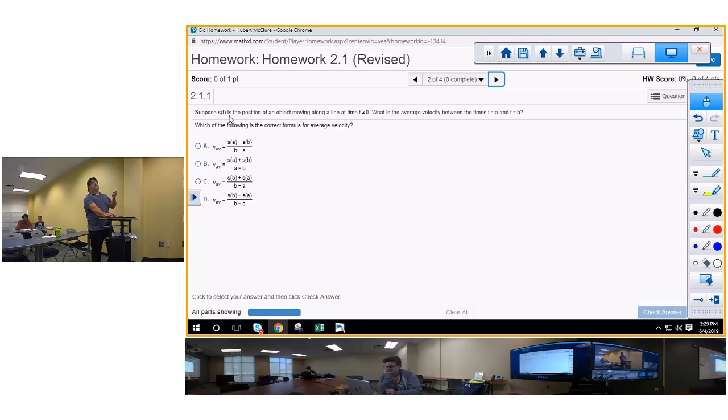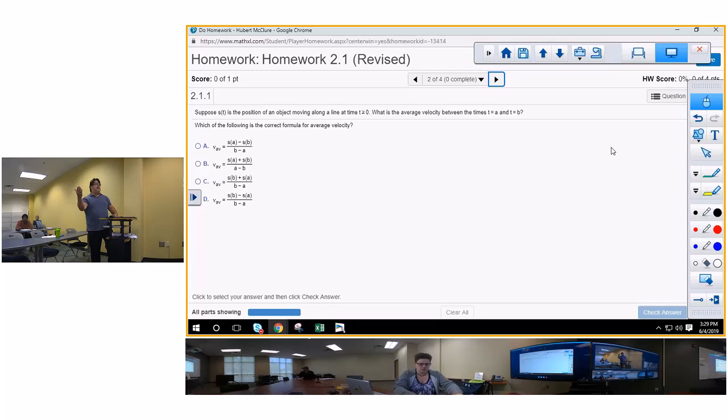Suppose s of t is the position of an object moving along a line. t is greater than 0 because you can't go back in time. Some people wish they could. What is the average velocity between the times t equals a and t equals b, so that would be an a and b point.